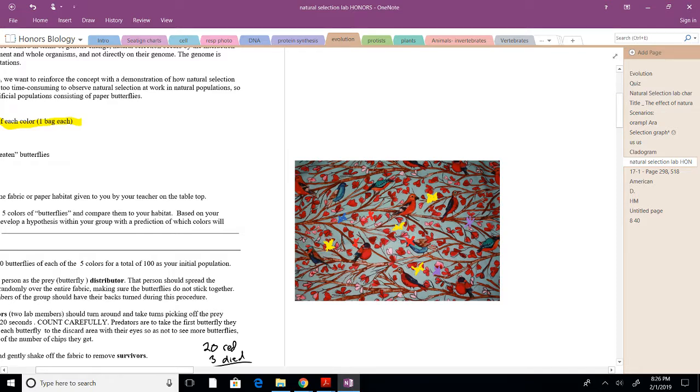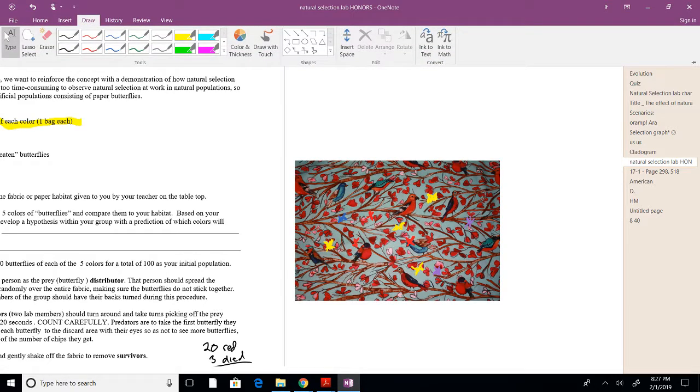Now, you're going to scatter them randomly in your environment. One person is going to do that while the hunter turns their back so they don't see where they've spread their butterflies. And then after you have spread all of the butterflies, the hunter is going to turn around, and for a certain amount of time, they're going to hunt the butterflies using a pair of tweezers. The idea is that by picking them off the piece of fabric, you are quote unquote eating them. You have hunted them successfully.